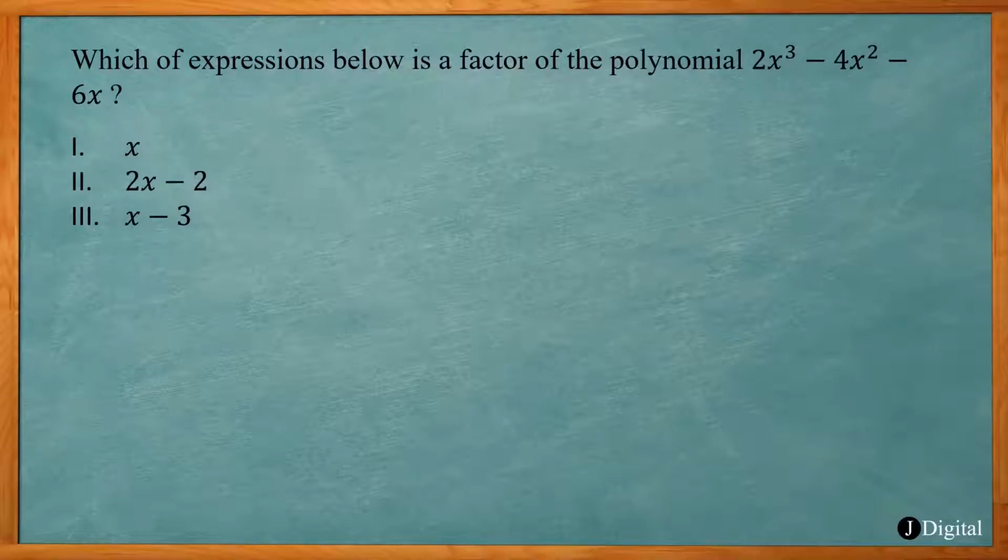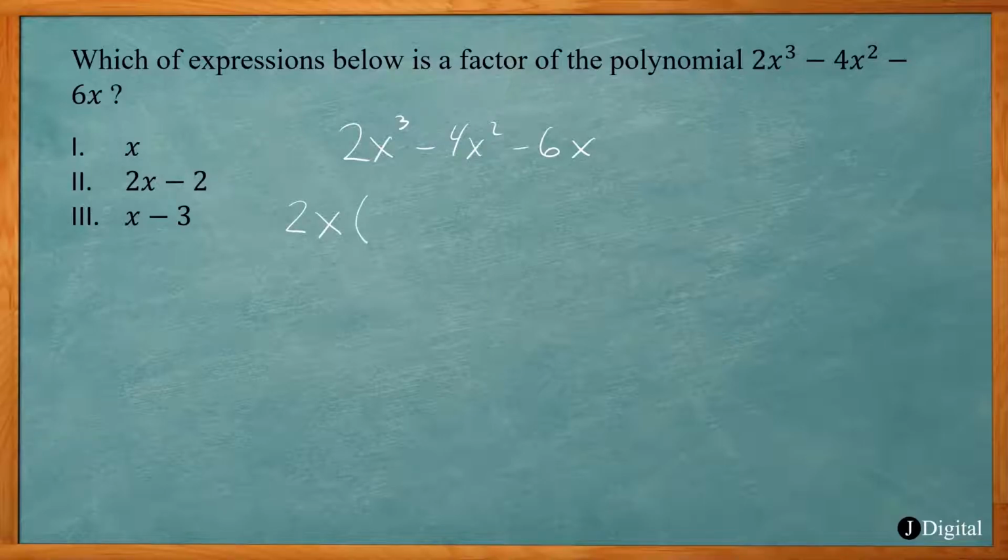This one says, which of the expressions below is a factor of the polynomial 2x to the third power minus 4x squared minus 6x? Alright, so right away I can see that there is a greatest common factor between these three terms. Each has at least one x, so I can take out an x, and then 2, 4, and 6, all divisible by 2, so I can factor out a 2.